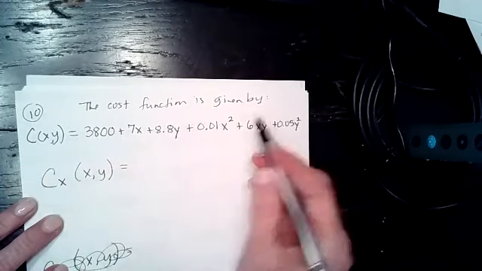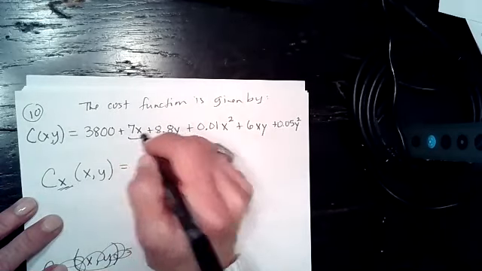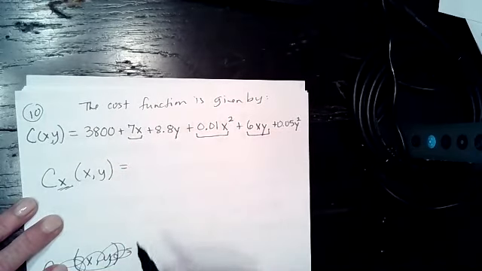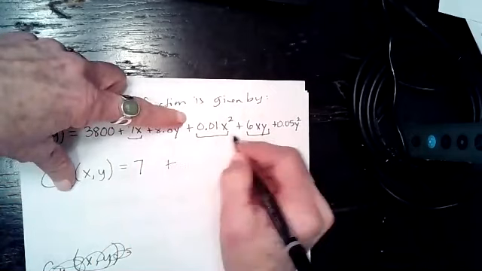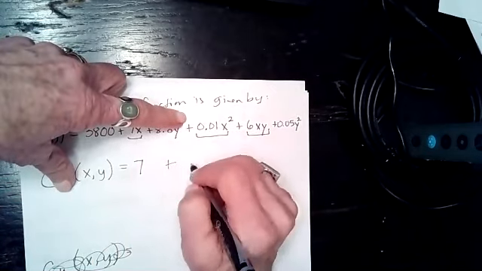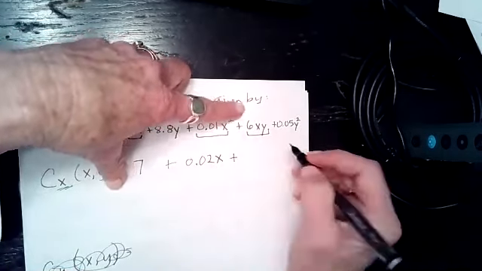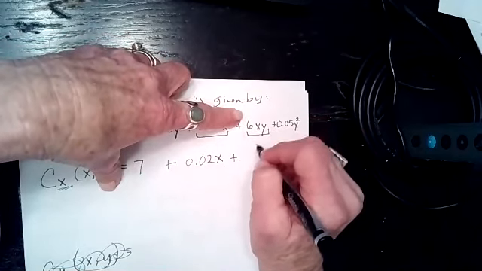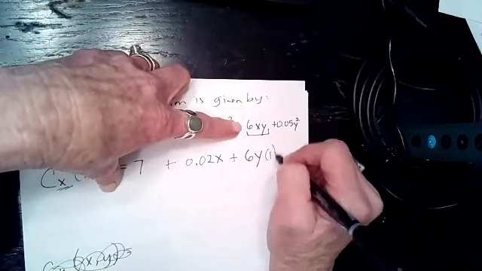They want the marginal cost with respect to x. So with respect to x means I'm going to identify my x terms. And those are my variable terms. And so everything else is constant. Okay, so I'm just taking the derivative of 7x with respect to x is 7 plus the derivative of 0.01x squared with respect to x. I multiply down and subtract 1 plus the derivative of 6xy with respect to x, all right, is just what? 6y times the derivative of x, which is 1, okay?